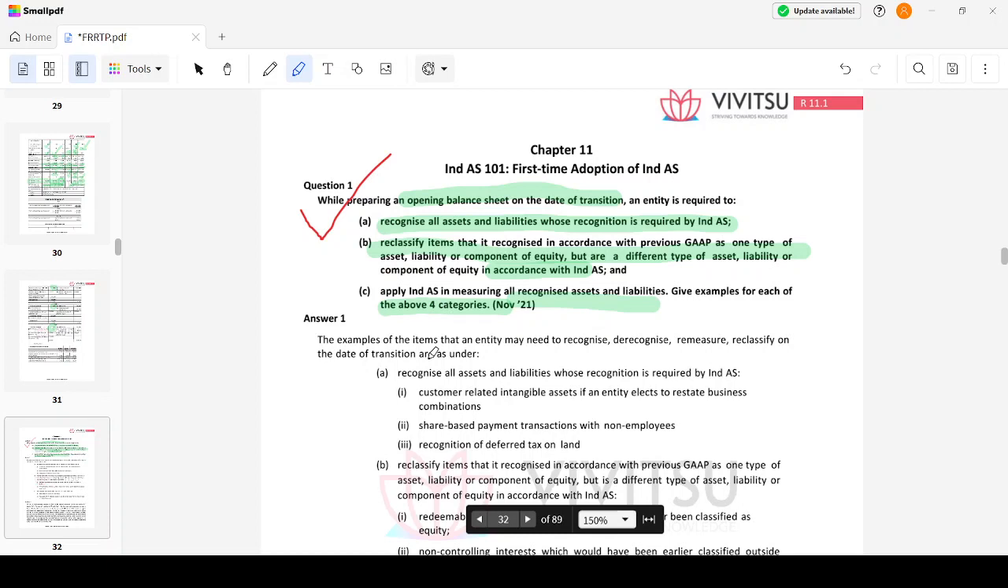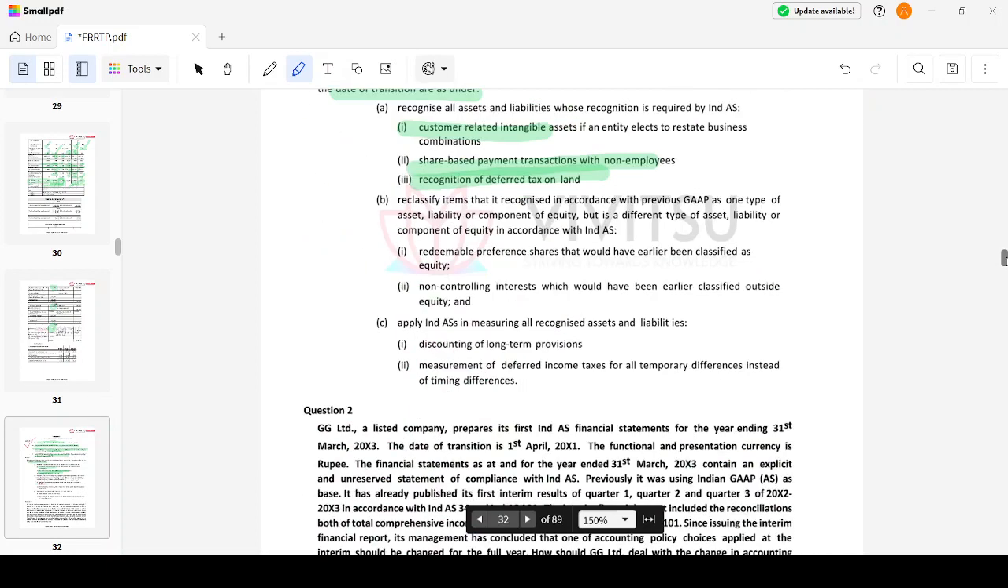Let's continue. The examples of items that the entity may recognize, de-recognize, remeasure, reclassify on the date of transition are as under. Recognize all the liabilities whose recognition is required by Ind AS. Like, for example, customer-related intangibles, if an entity elects to restate the business combination, share-based payment for non-employees, and recognition of deferred tax on land. Okay, these are the items to be recognized as per the Ind AS.